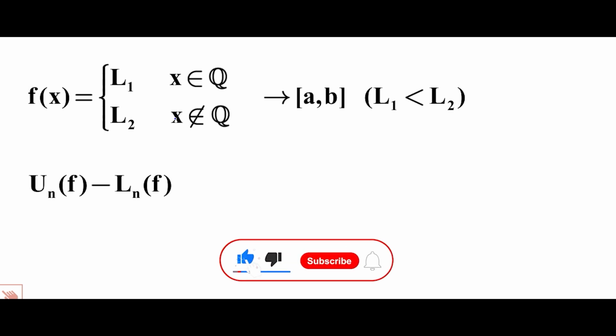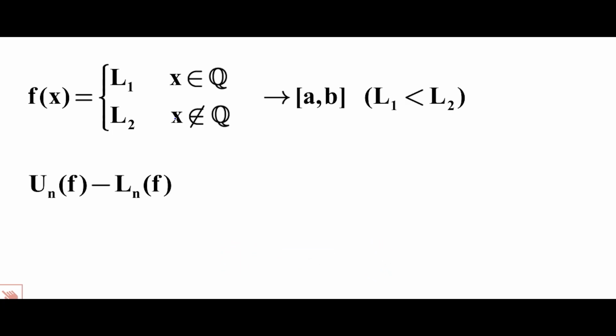Today we're gonna look at a classic problem in calculus involving Riemann sums. Specifically, we'll see what happens when we try to calculate the upper and lower sums for a function that is discontinuous everywhere. First, let's look at our general rule.